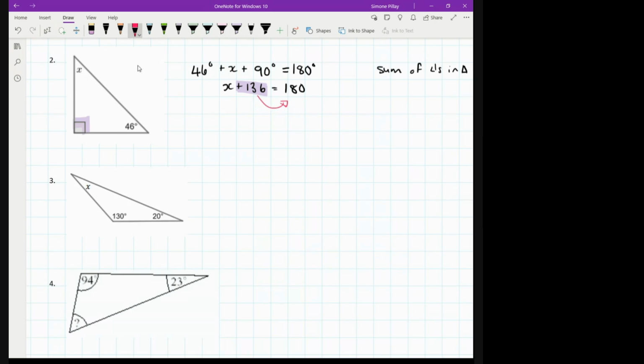Itandile has said she wants to get x by itself, so I can remove this 136. Let's transpose. When I transpose, I take my 136 over to the other side and change the sign. Okay, cool. And final answer? It's 44, ma'am.